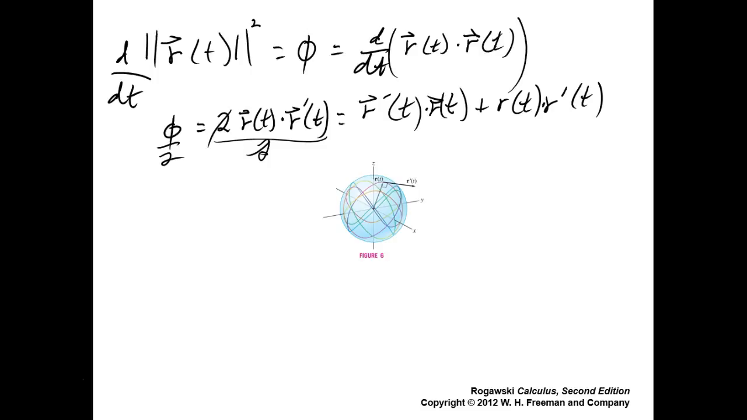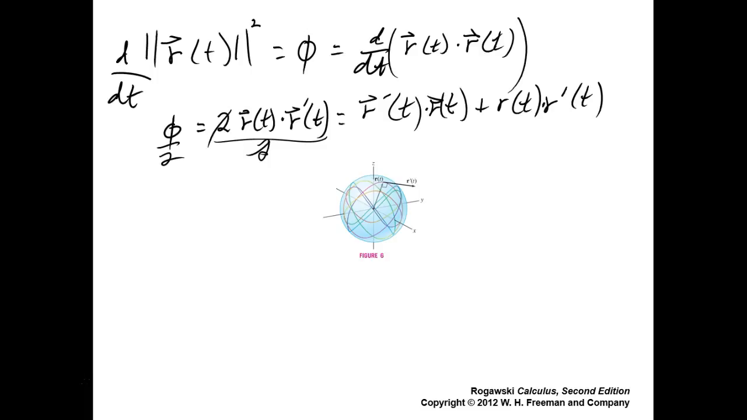No matter what the path is, if you're on a sphere, no matter what kind of weird direction you're going, your r of t is constant in magnitude, changing directions like crazy.